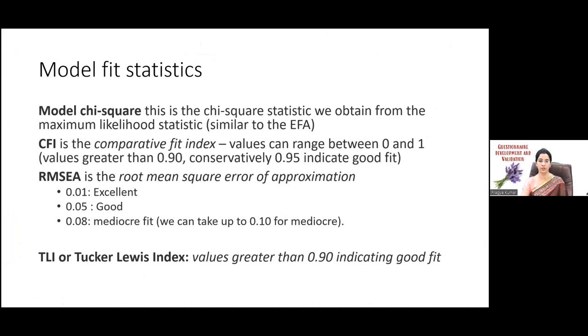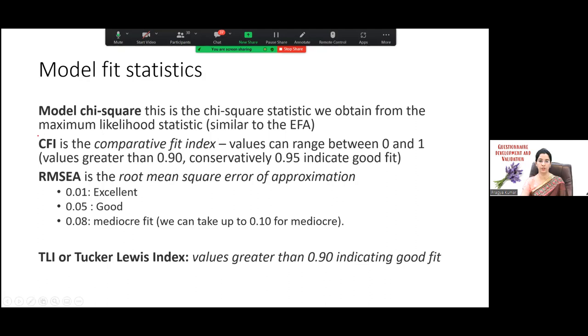So in model fit statistics, the chi-square value, whatever we obtain, it should be similar to the EFA and it should be significant. The second model fit statistic is the comparative fit index, which we call the CFI. The value of this CFI ranges between 0 and 1. And we say that if the value of this CFI is more than 0.9, it indicates a good fit.